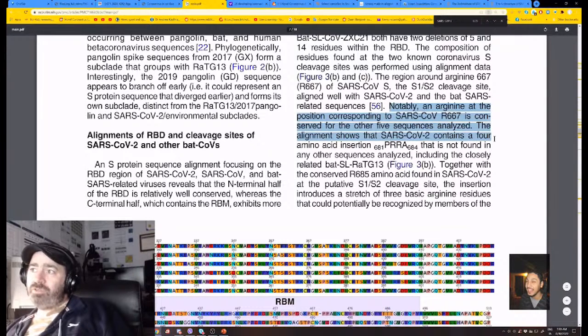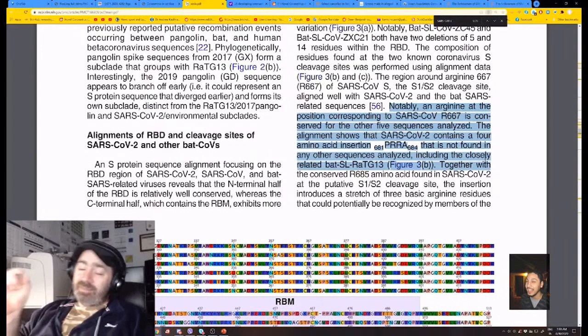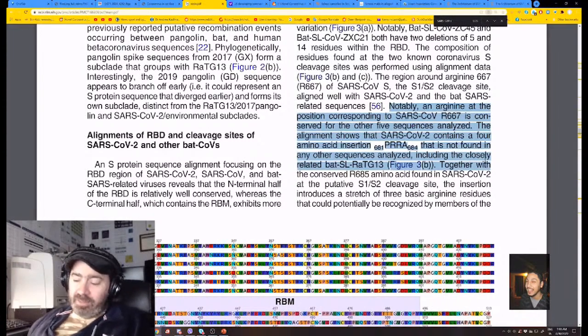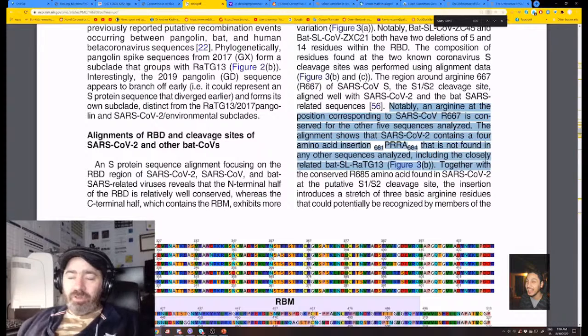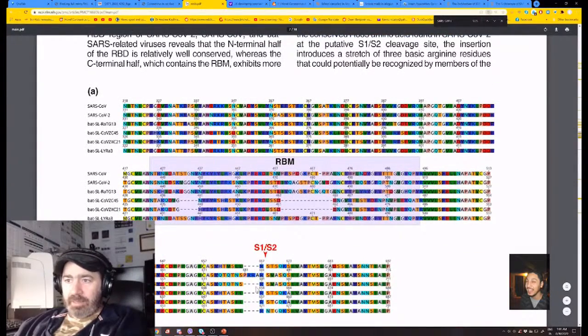The alignment shows that SARS-CoV-2 contains a 4 amino acid insertion, the PRRA insertion, that is not found in any other sequence analyzed, including the closely related BAT-SL-RATG13. And remember, it's this little insert that gives it the capacity to bind to and attack the cholinergic receptors. So in this S protein, we've got 2 out-of-place gain of function regions. So the furin cleavage site between the S1 and the S2 domain. And then we can look down here, and here it is.